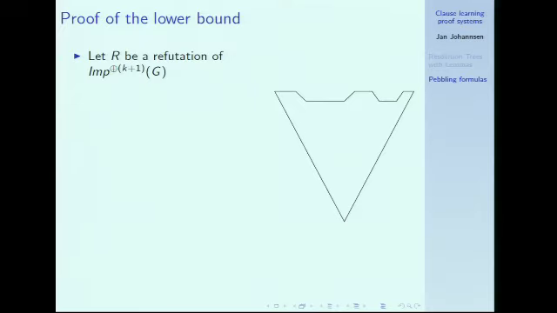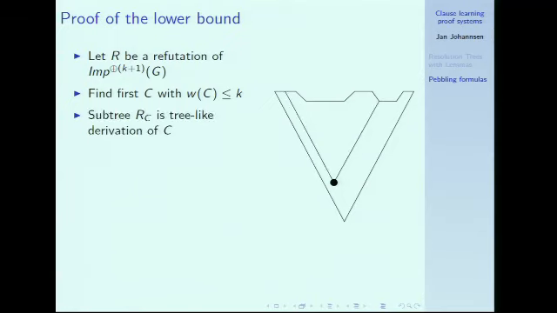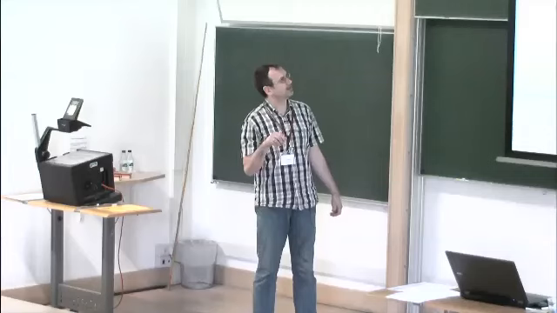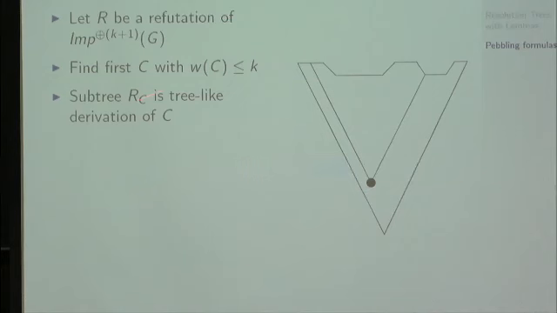So now we take the k plus 1-fold XORification of the implication graph formulas and assume that we have a refutation where we only use lemmas of width k, and we want to prove a lower bound for that. So we have this refutation, and then we locate in the proof the first clause which is short enough, namely of width at most k, so that it can potentially be used as a lemma. And then we look at the subtree below this clause. This subtree is just a tree-like derivation of this clause C from our formula.